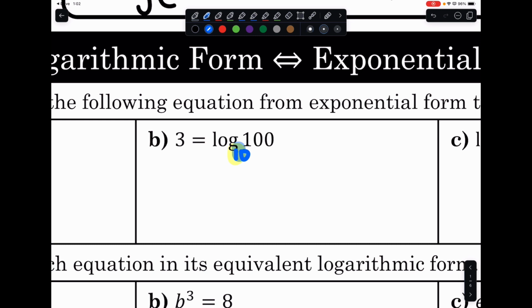So since our base is 10, 10 will be raised to the third power, and that will equal the value of the log, which doesn't have to be written in parentheses, which equals 1. It should be 1,000. Let's make a correction here. That should be 1,000, because I need this statement to be true. I need 10 to the third power to equal 1,000. So this again is true. 10 to the third power equals 1,000.